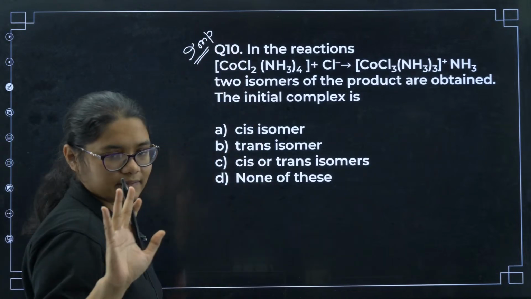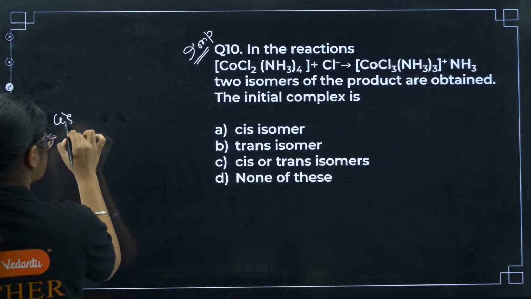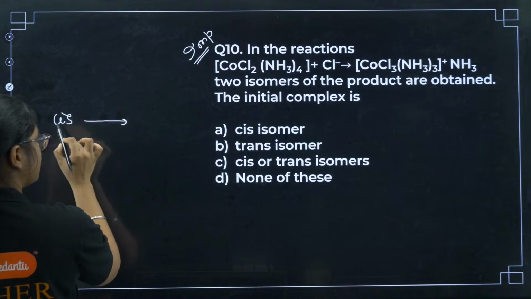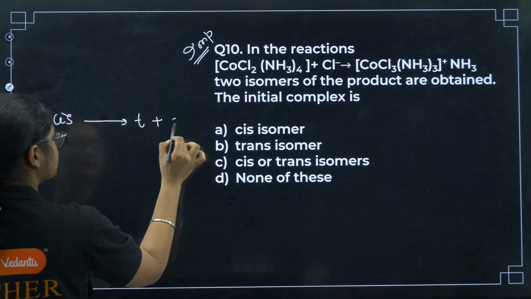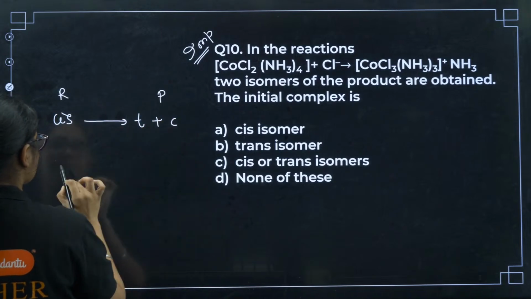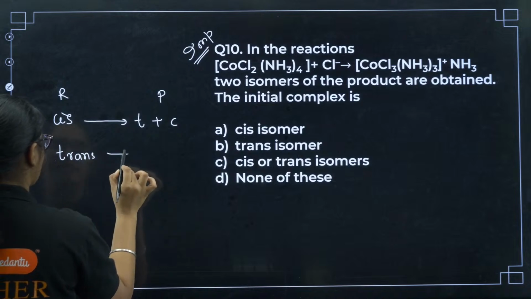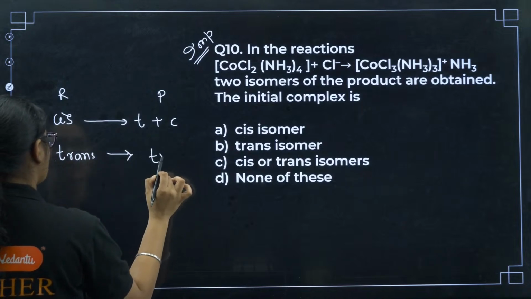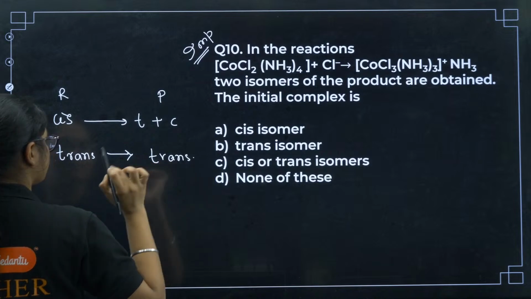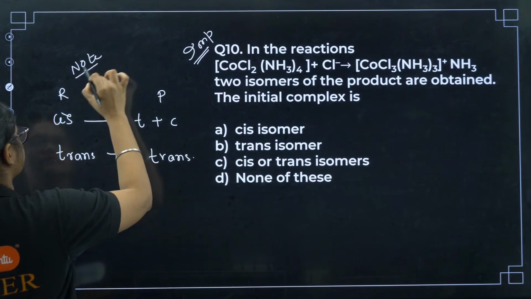So remember one thing before doing this question. If the reactant is cis, and you are doing some reaction with the reactant, you will get both trans and cis product. But if the reactant is trans, and you are doing some reaction, you will get only trans product. That is the thing that you should be knowing. Please note this one.